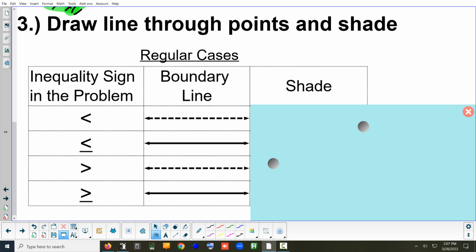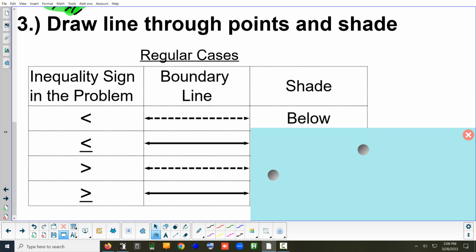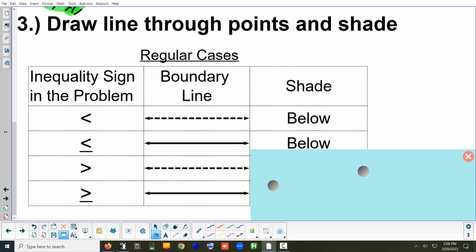Now, the shading. You're going to see the words here that either say above or below for all of these. Let's start with less than. If you had to connect a word with less than, when you think of less than, do you think of above, or do you think of the word below? Yeah, below. When I think of less than something, I think of it being smaller than something. It's below something. If your grade is less than somebody else's, then that means it's below. Less than is below. So both of these are below, because they're both less than.